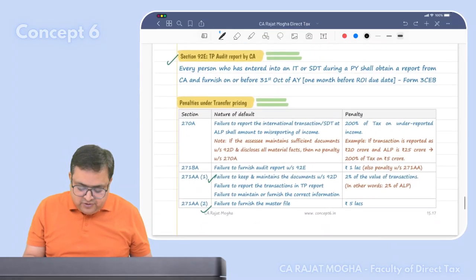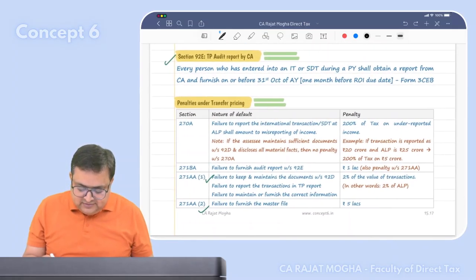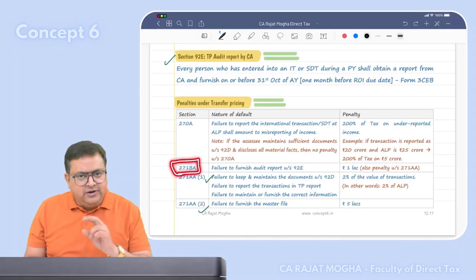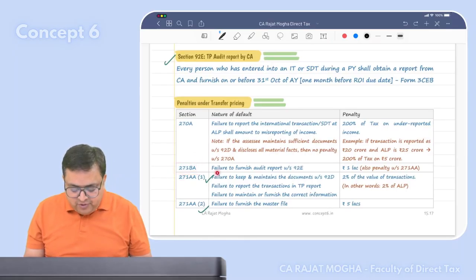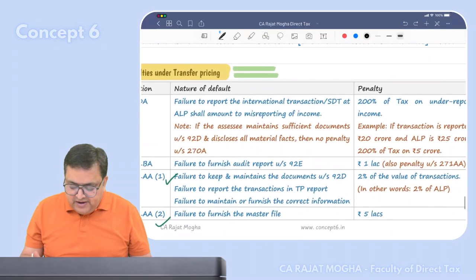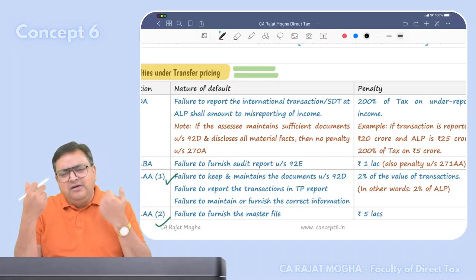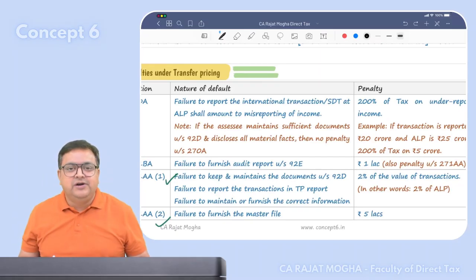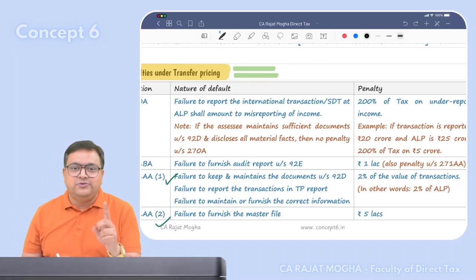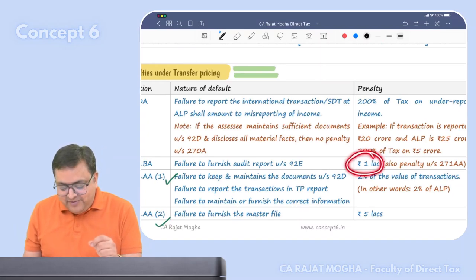If you do not furnish the audit report, section 271BA says, no need to remember the section number, but this is important. If you do not furnish the audit report, then the penalty would be 1 lakh rupees. Now the assessee would be very happy. Sir, we will pay 1 lakh. Will not furnish the audit report, will not show the international transaction. No. This is the extra penalty.